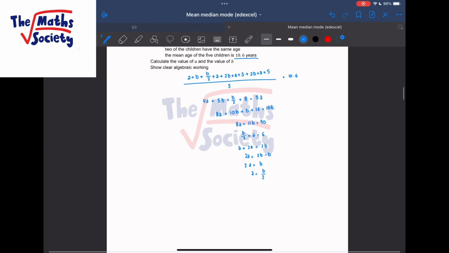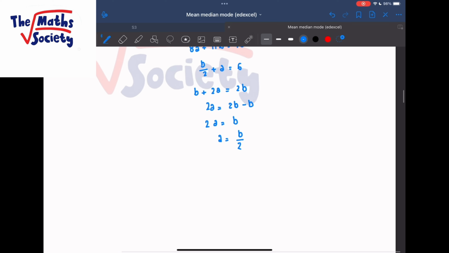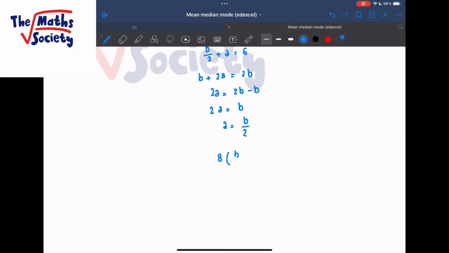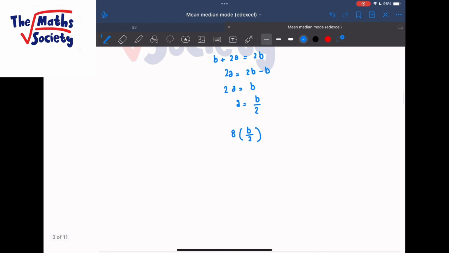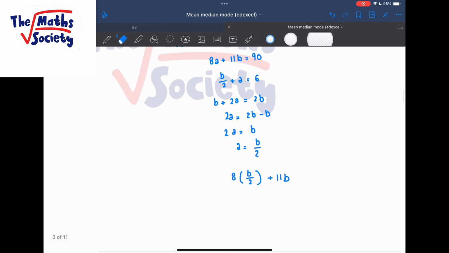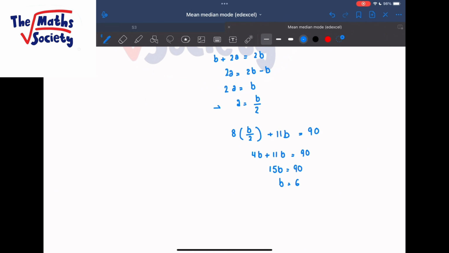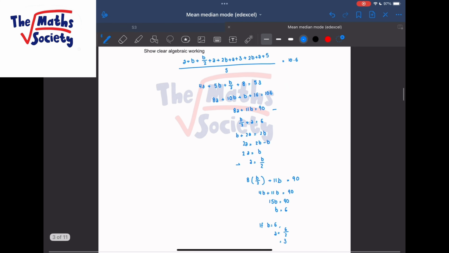And then we can substitute it, which you would have 8B by 2 plus 11B. From here, 8 plus 11B equals 90. So then you will have 4B plus 11B equals 90. And that should be 15B equals 90, where B will be equal to 6. And then we need to find A. So if B is equal to 6, then A has to be 6 by 2, which is equal to 3. So A has to be 3 and B has to be 6 here.